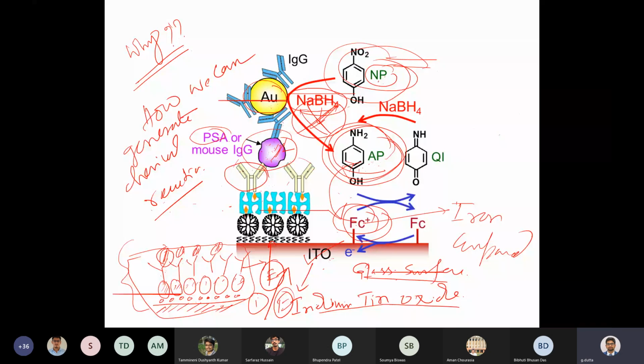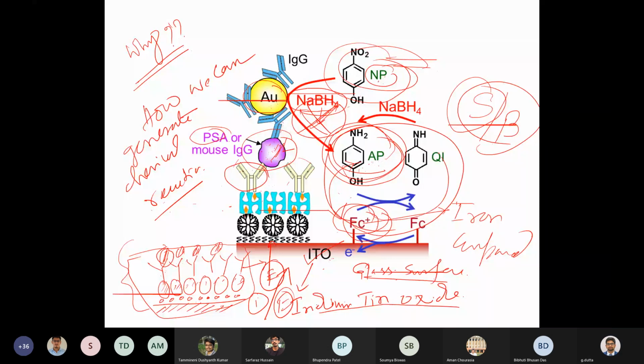So basically, you want to generate a very good signal to background ratio. As you have gold nanoparticle, that's why you are generating AP. And AP actually reacts with the FC plus and you are getting a very high signal. This chemical reaction helps you generate a very high signal. In this reaction we are generating the electron. That electron we are measuring in the form of current or in the form of charge.